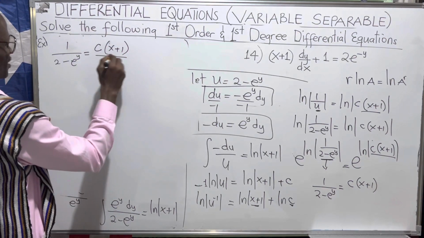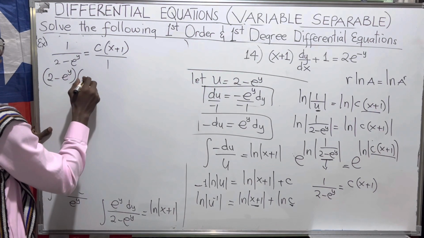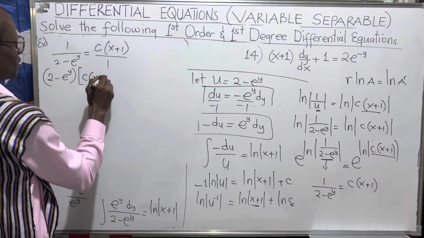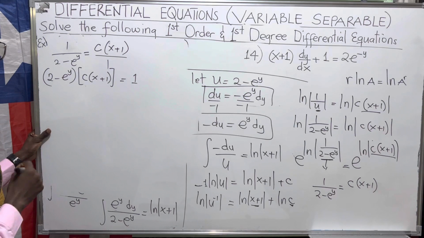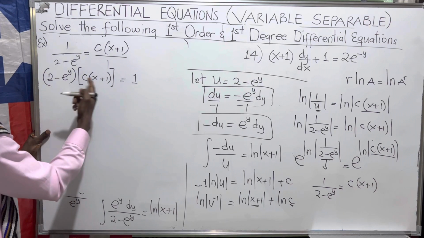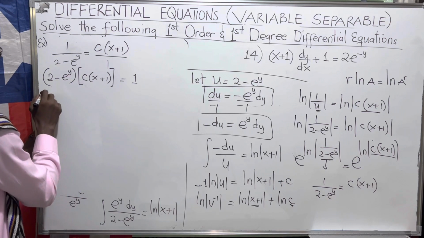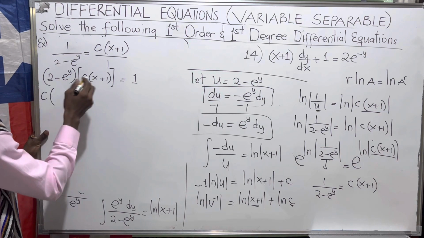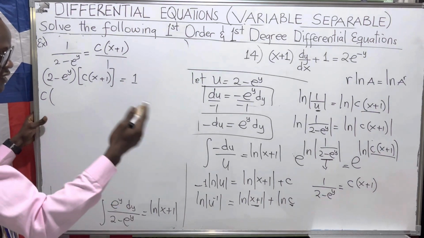So now we can cross multiply. So you have 2 minus e raised to the power y times c x plus 1 equals 1. Yeah, sure. So it will be kind of difficult for us to solve. So we multiply these expressions. So we can factor out c, so we just have 2 times this. So maybe we don't have to go that route. We just stop right there and say that's our answer.